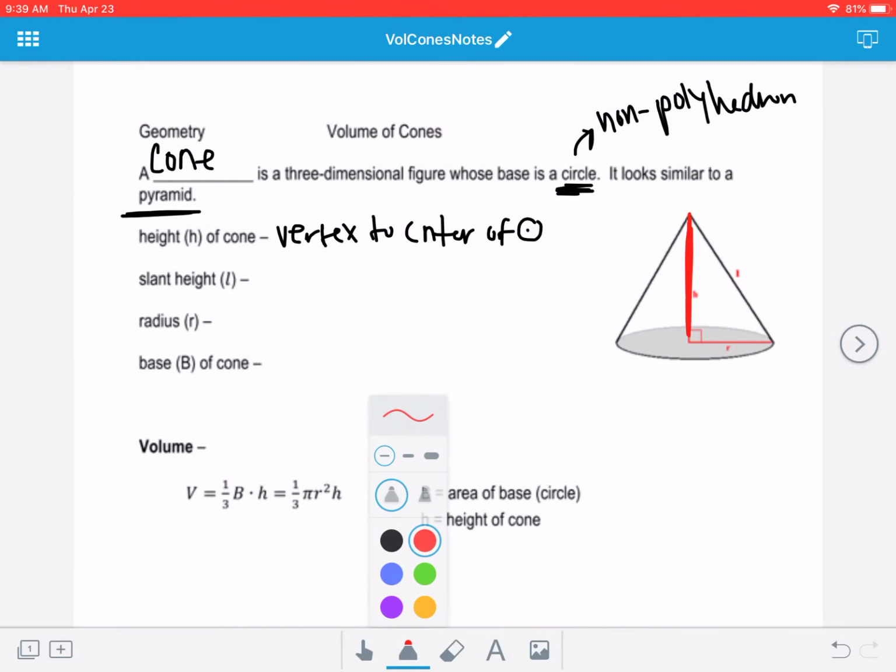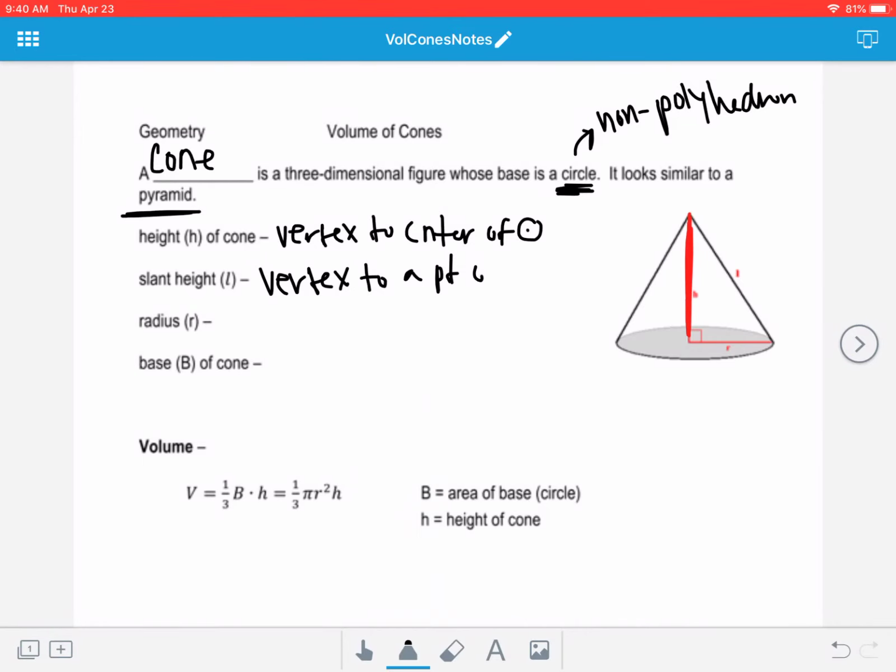A new term, slant height. Now, had we done surface area, you would have used this a lot, but we didn't. We only did volume. The slant height will always be the slanted segment. You find slant heights in cones and pyramids, things that have one base. In a cone, the slant height will go from the vertex to a point on the edge of the circle.